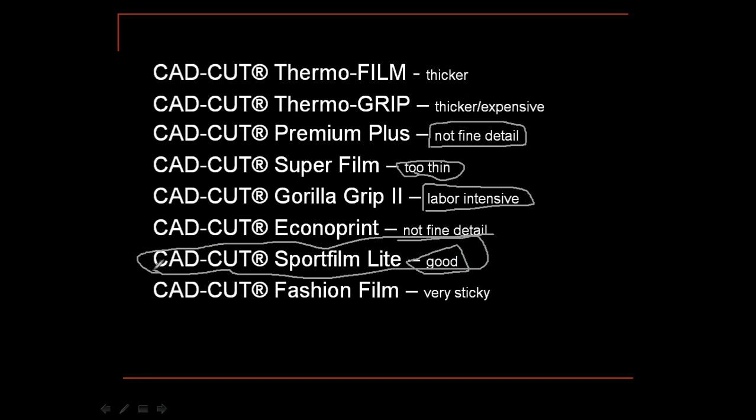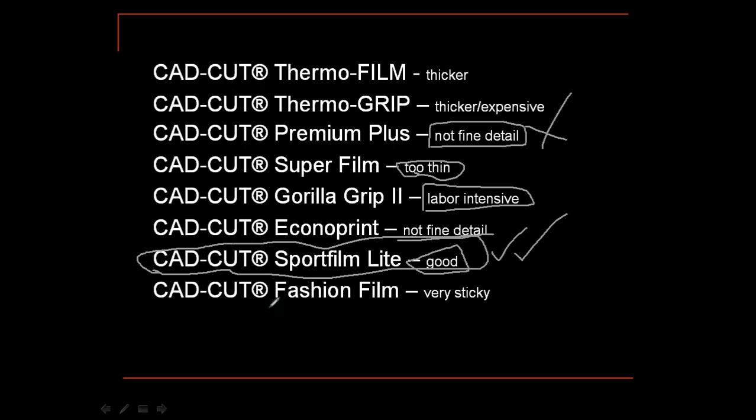And 13% of you have used Sport Film Light. I might suggest ordering a small roll of Sport Film Light and trying it to see what you think, especially if you're doing fine detail stuff. If Premium Plus won't work for you because you're doing fine detail stuff, then Sport Film Light's going to be that product that hits the price point, and it's going to be not as soft, but it's going to be at least close in the same ball game as Premium Plus.